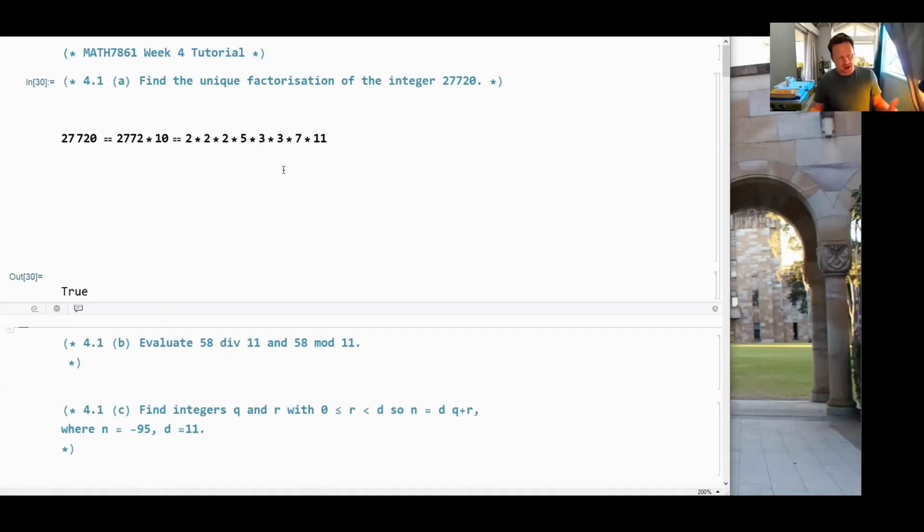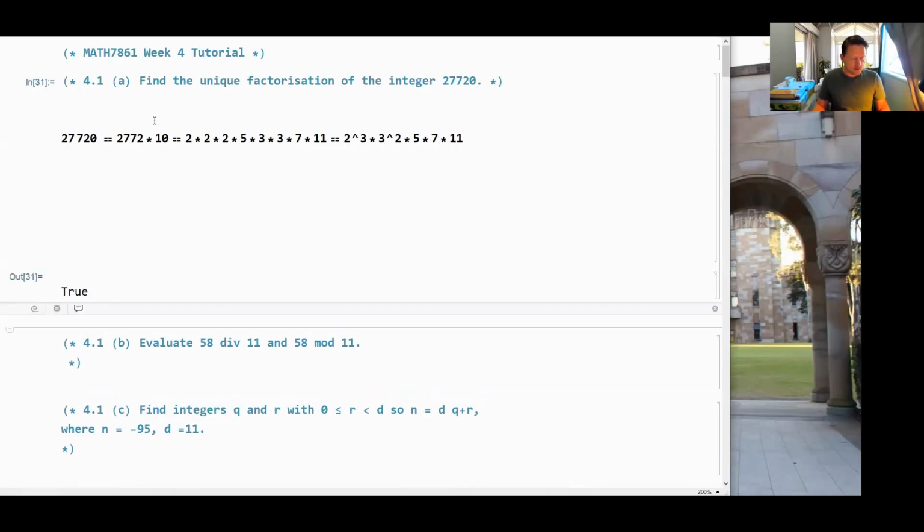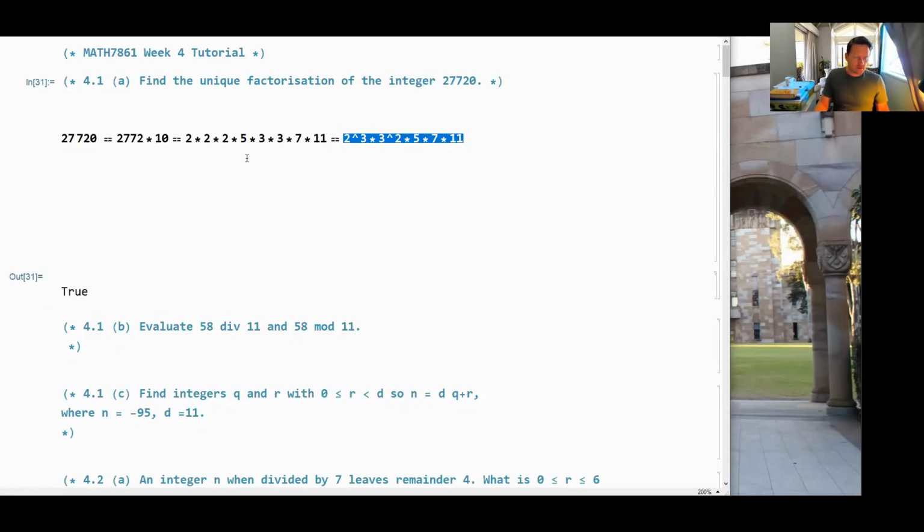Okay, so there is a factorization in terms of primes, but what we actually want is the factorization in terms of powers. So how many 2's do we have? Well, we've got 3 of the 2's. And then we've got 2 of the 3's, and then we've got 5, we have 7 and we have 11. All right, so we'll double check that. Now this here is the canonical factorization of the number. So there we go. Any questions?